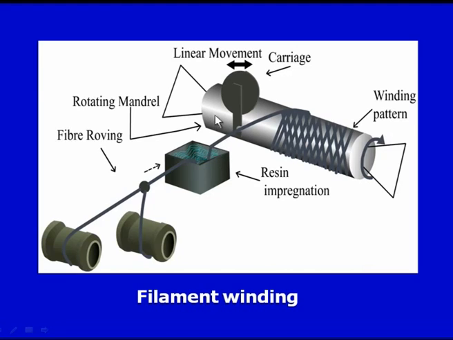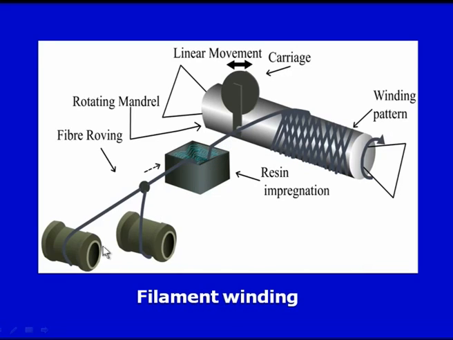Now, this is the rotating mandrel. Here we can see the rotation of the mandrel has been shown. The mandrel is continuously rotating. The fibers are coming from the creels and they are getting impregnated in the resin bath. This is resin impregnation of the fibers, and finally they move out after getting impregnated, carrying the resin with them.